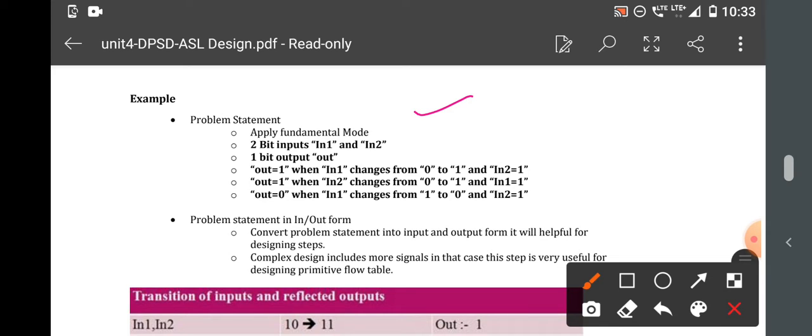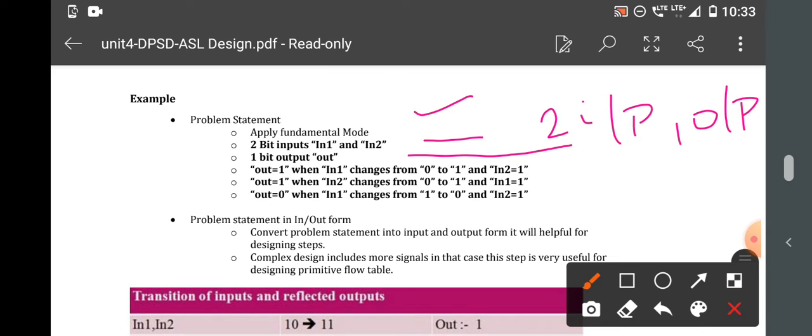Inputs are IN1 and IN2. So we have how many inputs? 2 inputs. And 1 output. And these 3 are the conditions given which say how the flow diagram is to be represented. The first condition says that the second input is 1, and the first input will change from 0 to 1. What is the output at that moment?